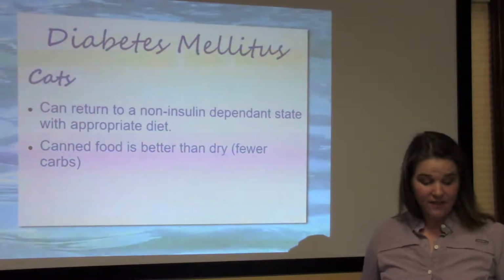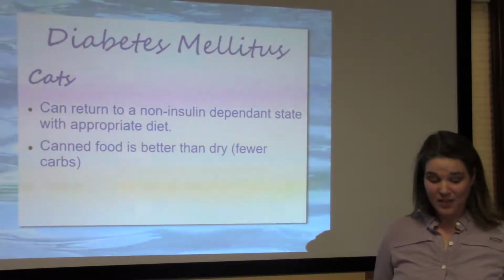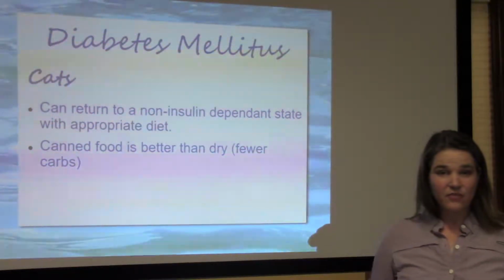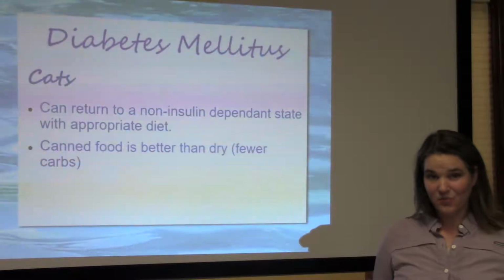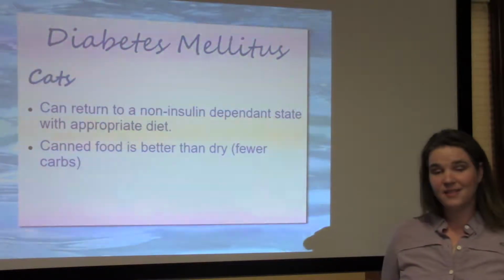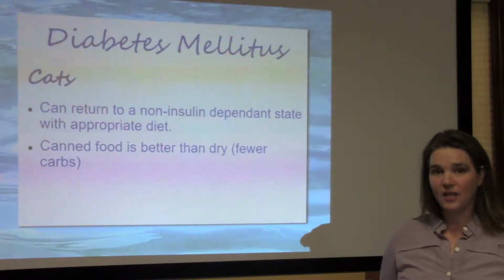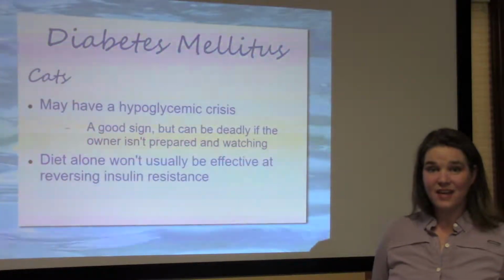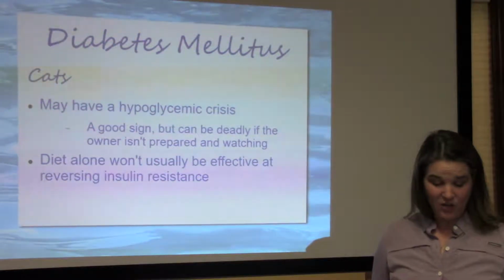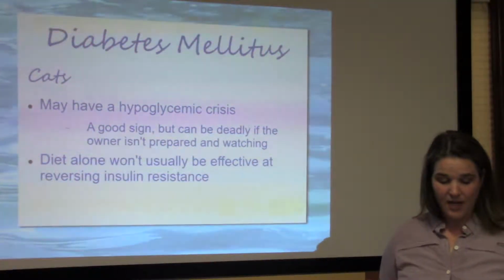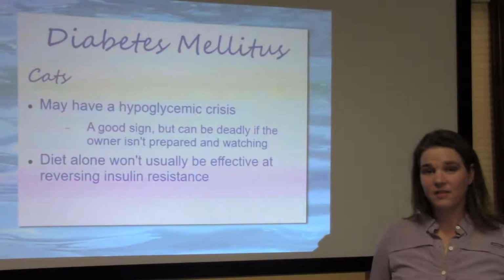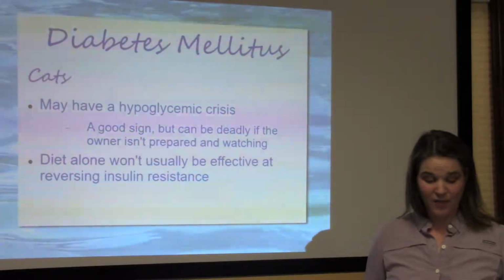In cats, if diet is corrected and insulin therapy is started early, cats can return to a non-diabetic state. Canned food is more likely to get this result than a dry food, but diet alone will not typically cause this conversion. And while this state of conversion is desired, we don't want our patients to be diabetic. It can be very, very dangerous if a client isn't aware that this can happen and observant of their pet.